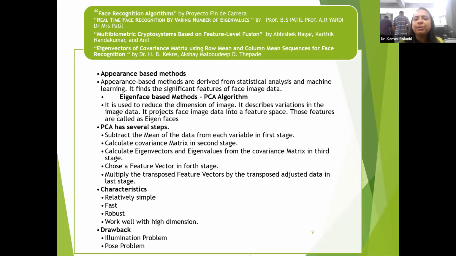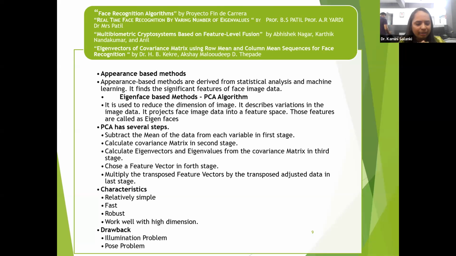Now the next method is the appearance based method, right? This method is derived from statistical analysis and machine learning algorithms. So generally, this method is used for machine learning. It uses significant features of face image data, like eigenface, based on eigenfaces and eigenvalues. This means the PCA algorithm, principal component analysis. This is used for dimension reduction.